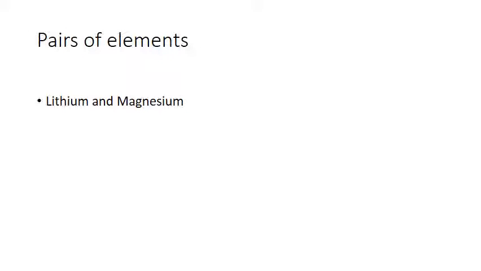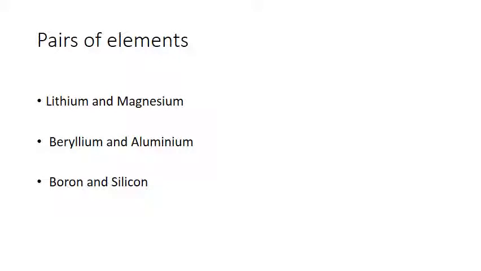Like we've said, we have the pairs lithium and magnesium. We saw it formerly. We have beryllium and aluminium. This one is group 2, it's group 3, it's group 1, group 2, and then we have the last one, which is boron, and then silicon. We shall talk about ore if time allows.